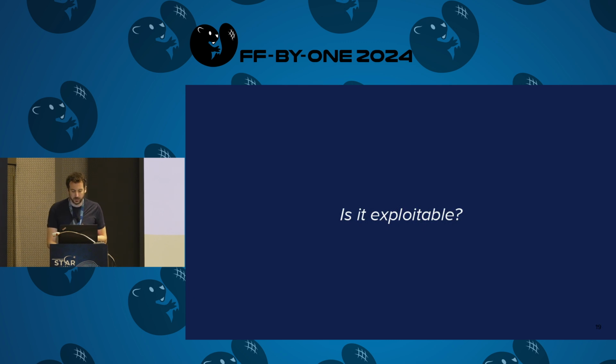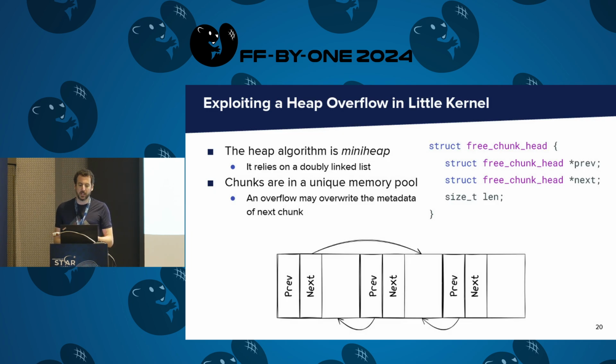To answer that question, we need to understand how the heap algorithm works. In this case, in Little Kernel, by default, we have miniheap, which relies on a doubly linked list. So we have a list of chunks that are all placed in the same memory pool. They're all following each other, and they all start with the header you see on the right. We have a pointer prev pointing to the previous chunk, another pointer next pointing to the next memory chunk, then the size, and then the contents of the chunk. So if an overflow happens, we may override the header of the next chunk, which includes these pointers.